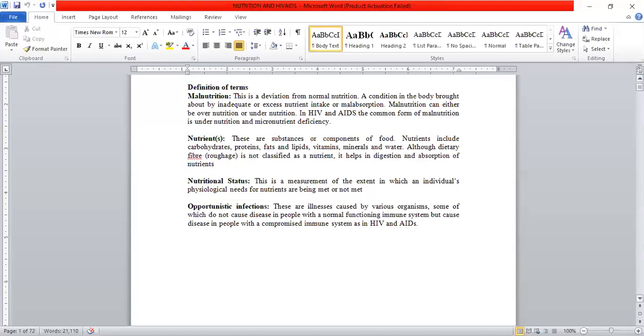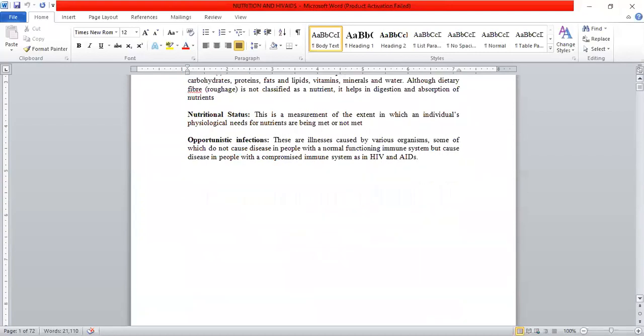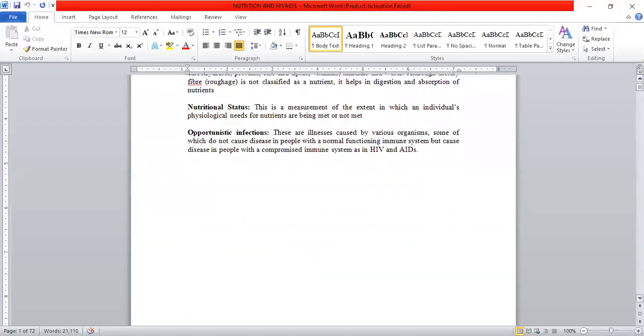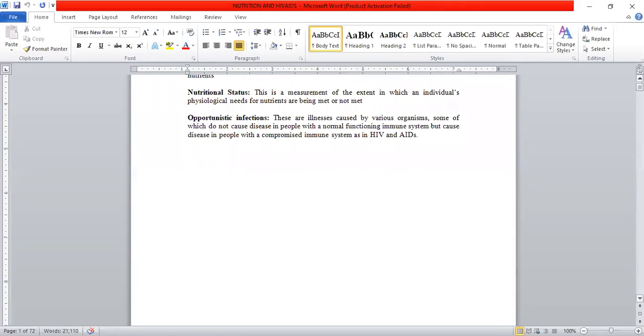The other terms you have come across are malnutrition and nutrients. You take food, but the body absorbs nutrients. The nutrition status is very key when you're managing a HIV positive person. You need to be able to tell where they lie, such that you can decide the best nutrition intervention. Then the opportunistic infections, there are very many, hoping you can name some of them.